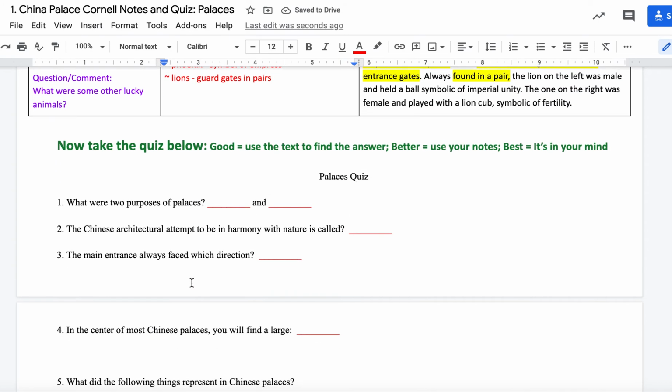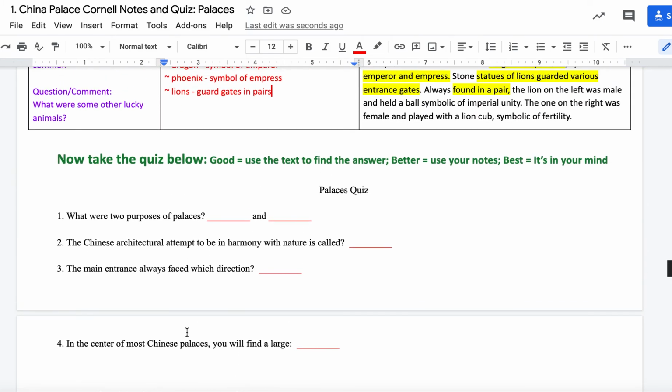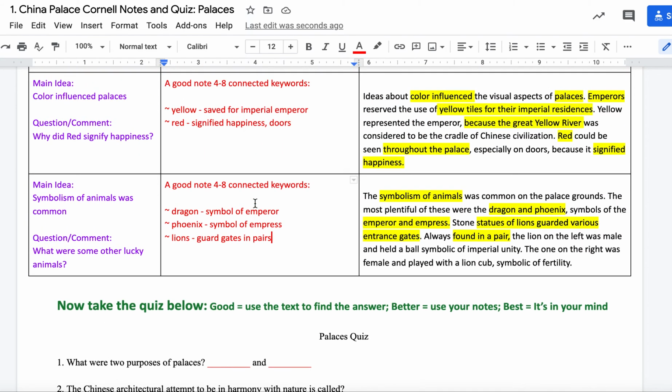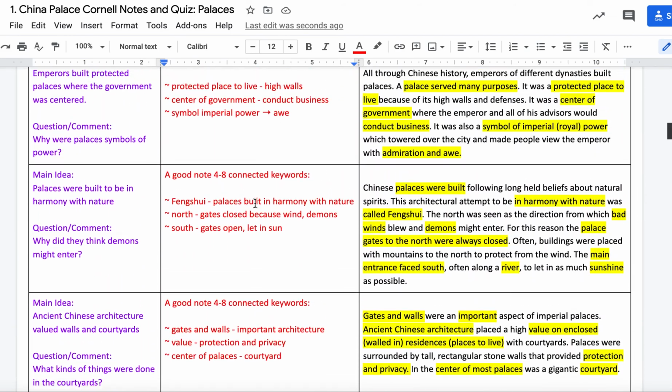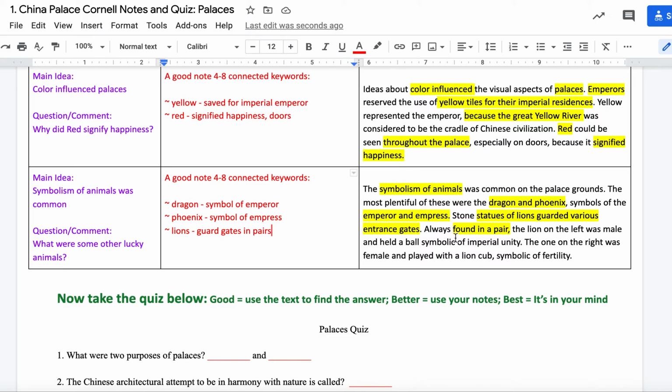And then you got to go down here and you take the quiz. Good is you use the text to find the answer. Better is you use your notes, and best is it's in your mind. So maybe just by taking the notes you would know all the answers and you could fill those in. But you can also use your notes to see the notes in red to see if you've got the answer from those. And if you need to, you can always go back and look it up.